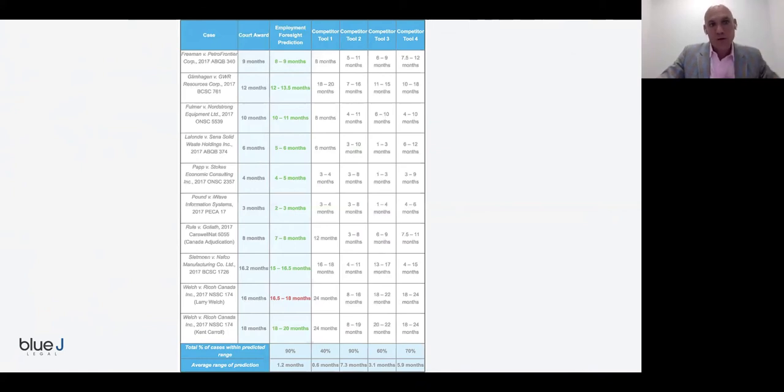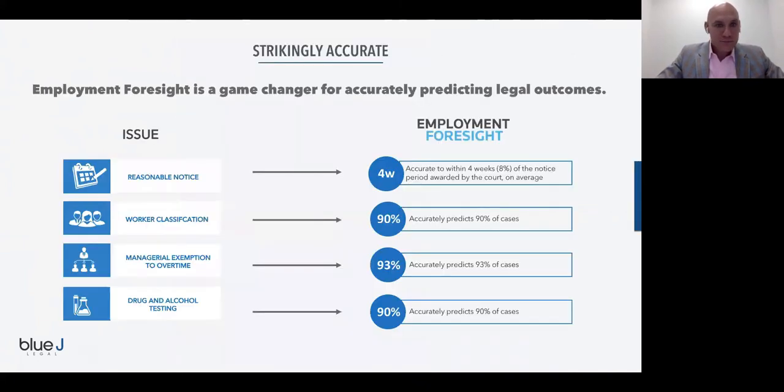So it's a super powerful system. And yet the great thing is that it's very easy to use. And I'm going to show you how easy it is to use momentarily. Okay, and we're very accurate, not only in reasonable notice, but also in worker classification and managerial exemption to overtime, drug and alcohol testing.